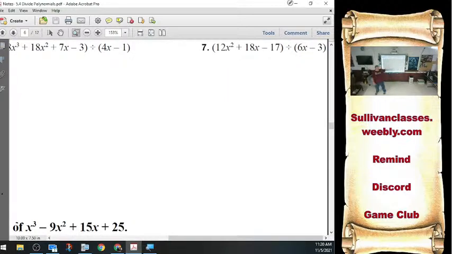Let's do the one right next to it. Let's do 7 by synthetic. Number 6, just that number right there. It's x equals 1/2. Okay, I just showed you this one by synthetic.